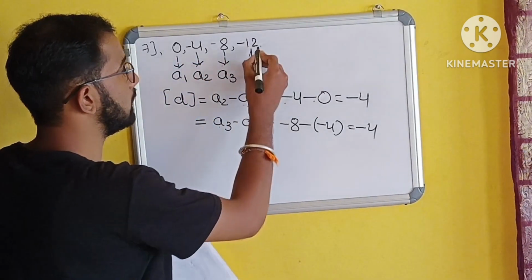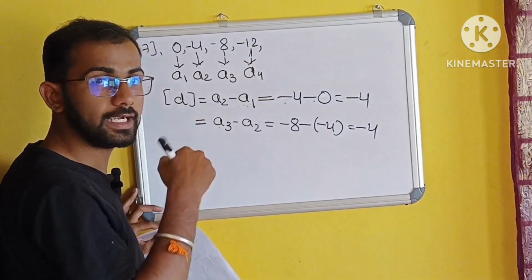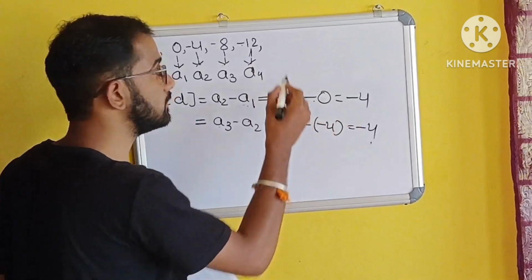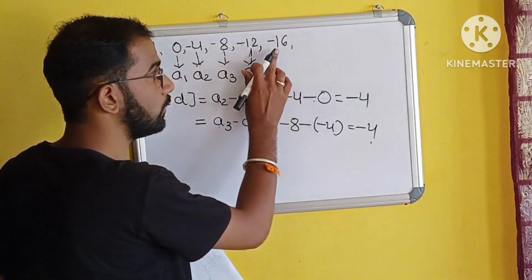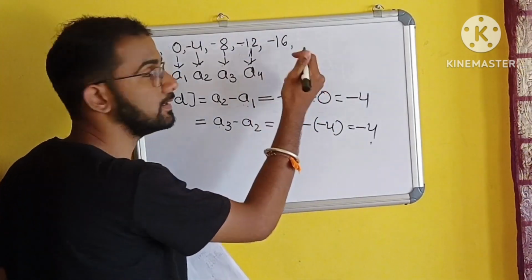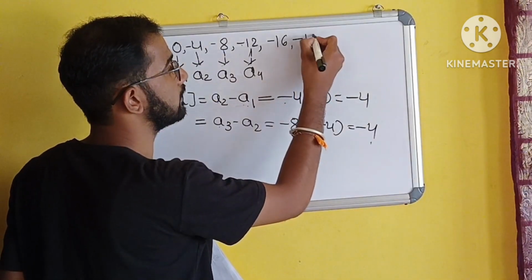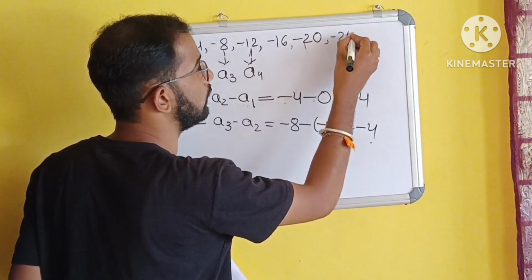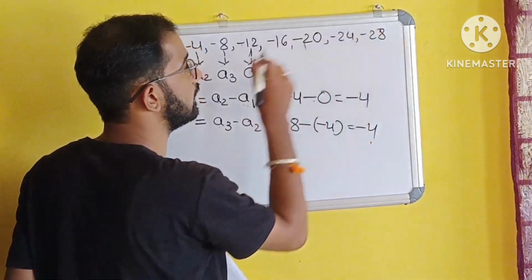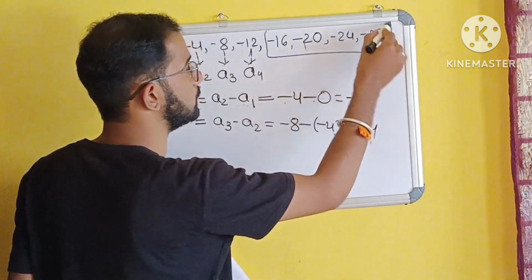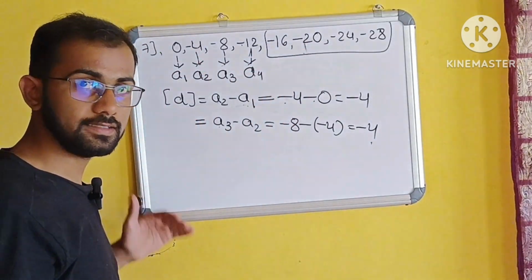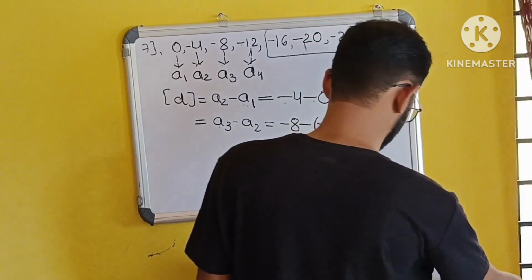So if it is in arithmetic progression, then we need to write the next four terms. See, -12 minus 4 is -16. If you add -4 to -16, what do we get? -20, -24, -28. These are the four terms. So this is how we can solve these types of examples.